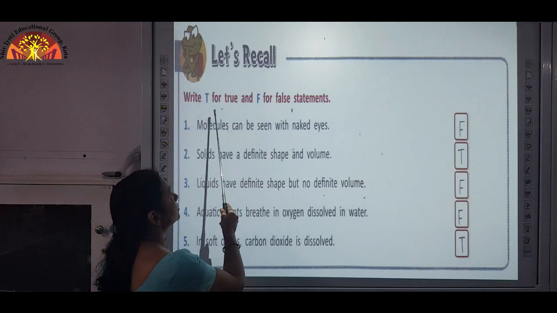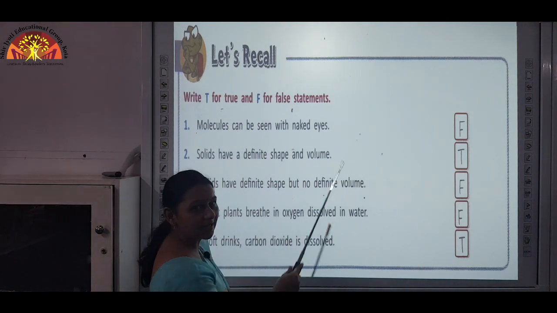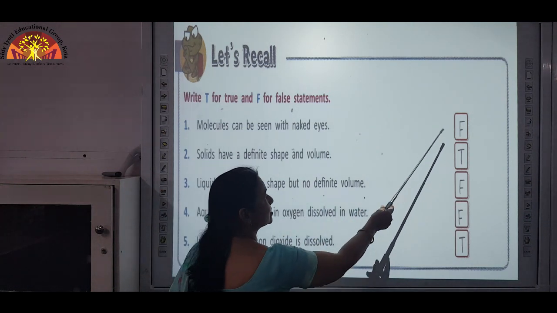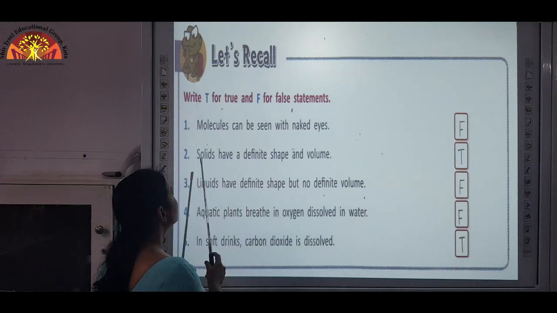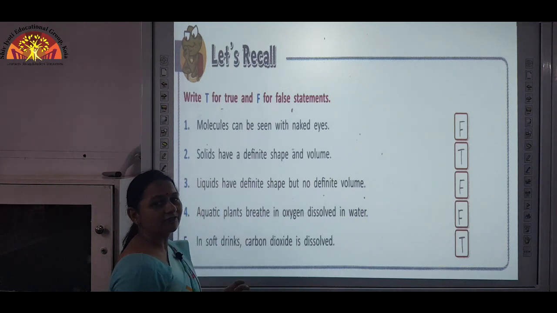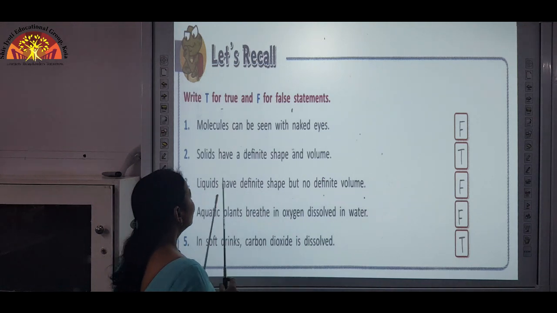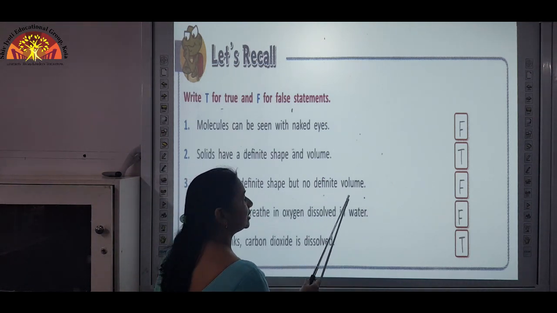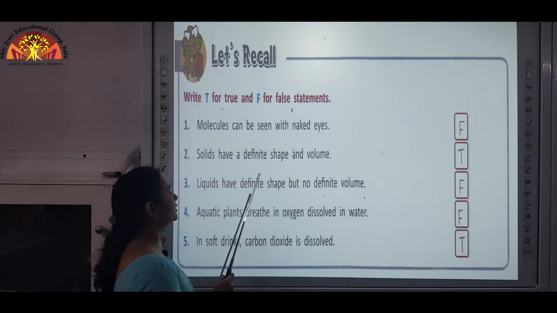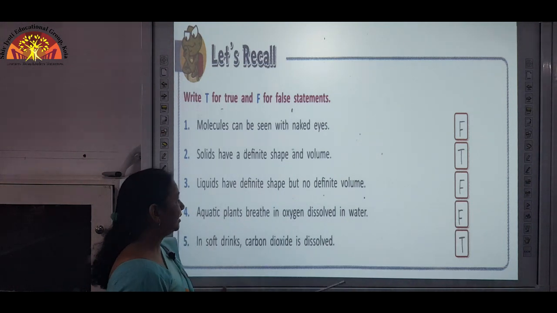First question is, you have to write T for true and F for false statements. Molecules can be seen with naked eyes. No, the molecules are so small that we are not able to see them with our naked eyes. So, the answer is false. Solids have a definite shape and volume. Yes, solids have closely packed molecules, so they have a definite shape and volume. Liquids have definite shape but no definite volume. This statement is false because the shape of the liquids is not definite. It keeps changing as we change the container.